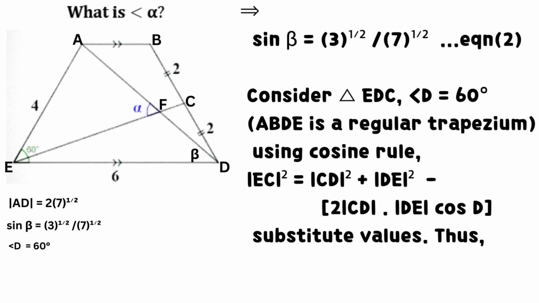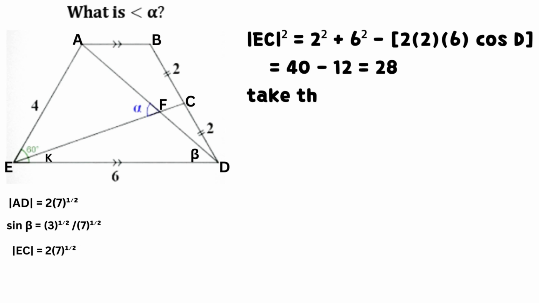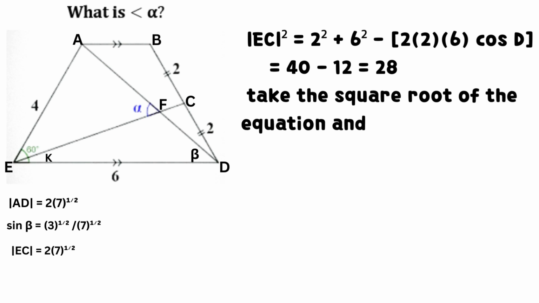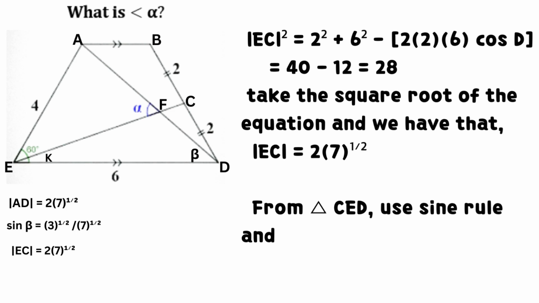Substitute values. We obtain the equation for the square of line EC shown on the screen. Simplifying this equation, we have that the square of line EC equals 28. Take the square root of the equation, and we have that the length of line EC equals 2 times the square root of 7.